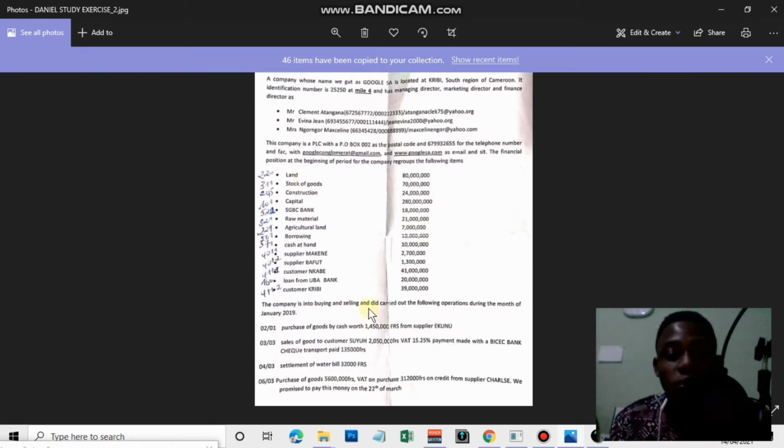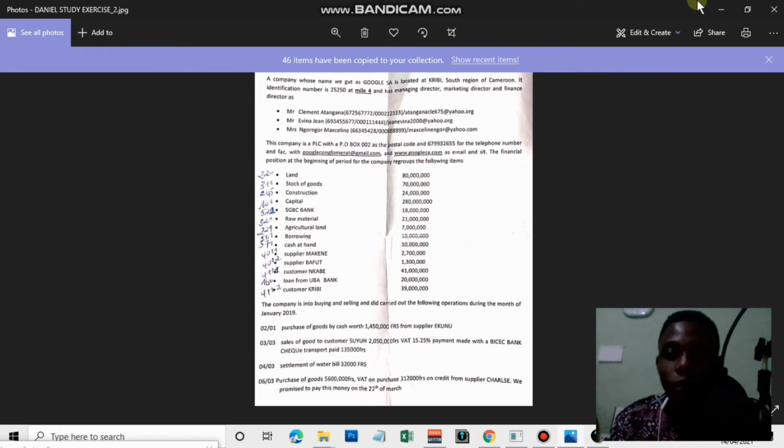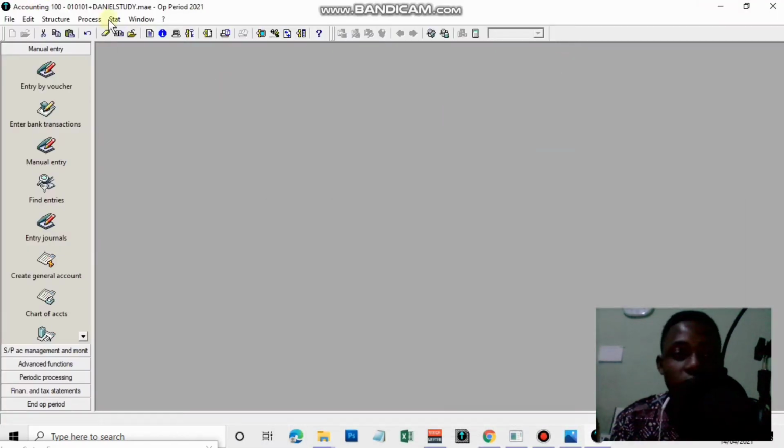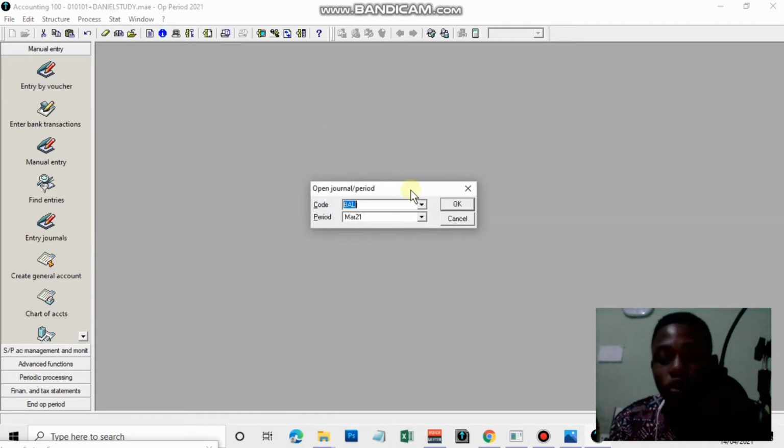If it was in the month of March, it means the balance sheet was supposed to be at the beginning of the period, that means at the beginning of the month of March. But we don't record it in the month of April since no date was specified for it. So we're going to come back to the manual entry. Now we're going to read the code.